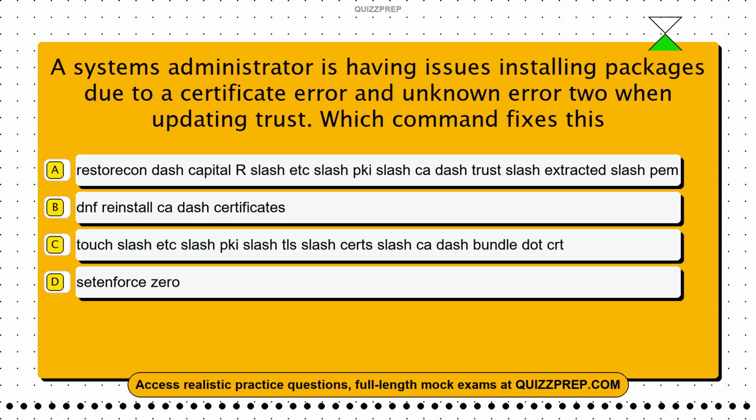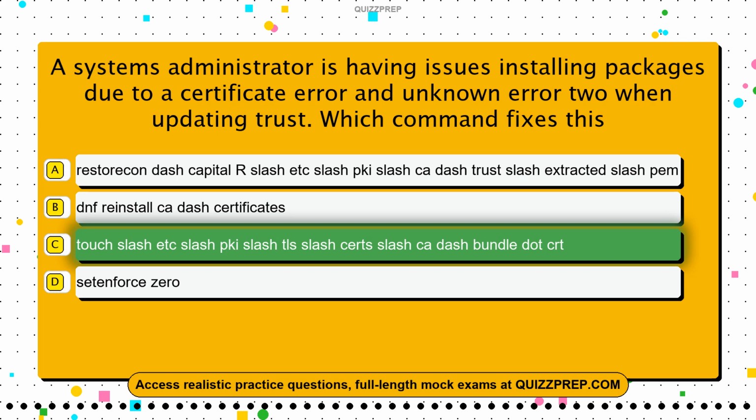Question 116. A systems administrator is having issues installing packages due to a certificate error and unknown error 2 when updating trust. Which command fixes this? Option A, restorecon -R /etc/pki/ca-trust/extracted/pem. Option B, dnf reinstall ca-certificates. Option C, touch /etc/pki/tls/cert/ca-bundle.crt. Option D, setenforce 0.